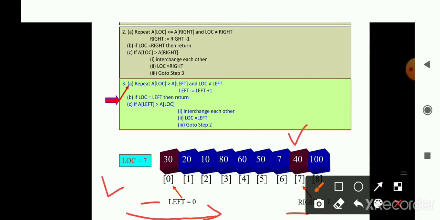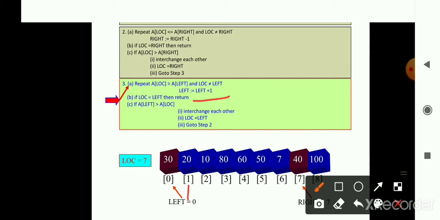So here we are going to compare 40 and 30. We have already compared it. Now it will go for the next position. Here we have the condition, that is A of right is greater than A of left. Is it greater than A of left? Yes, it is greater than A of left. And the location is not left. The location is right here. So what we have to do is left is equal to left plus 1. So we have to move to the second position here.